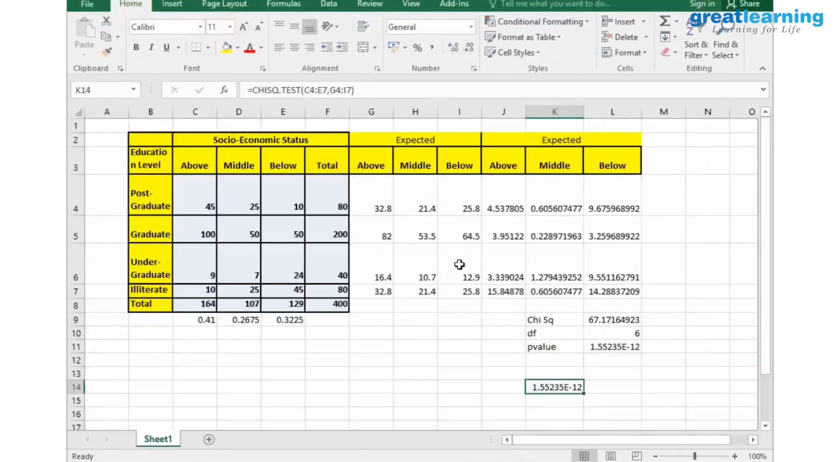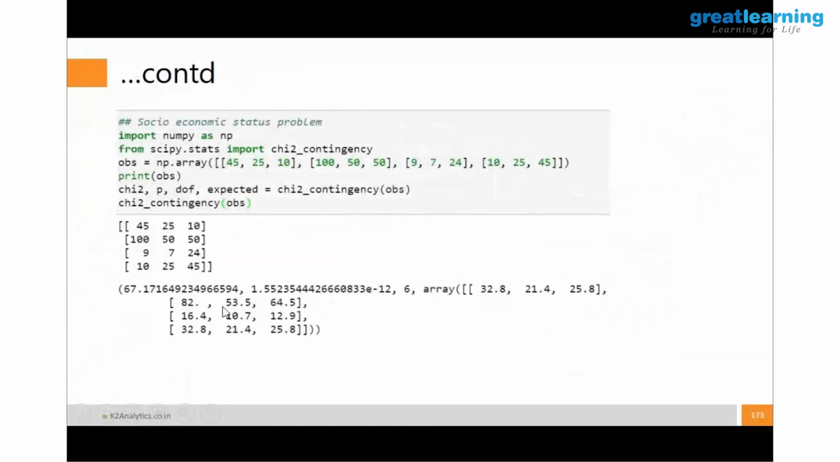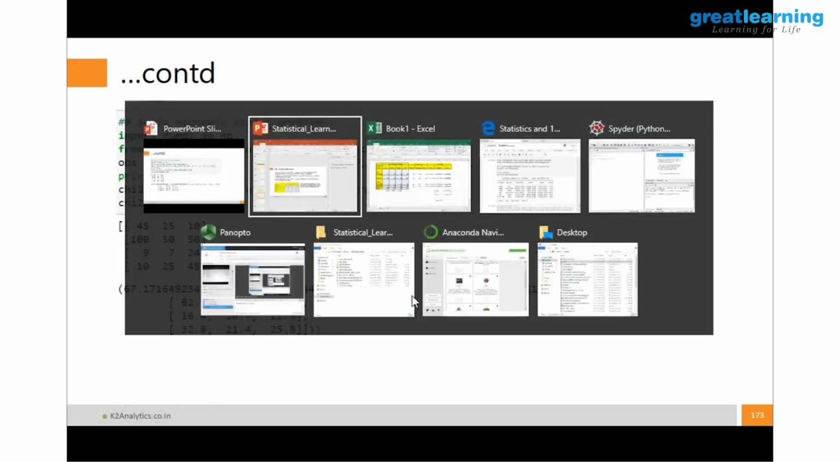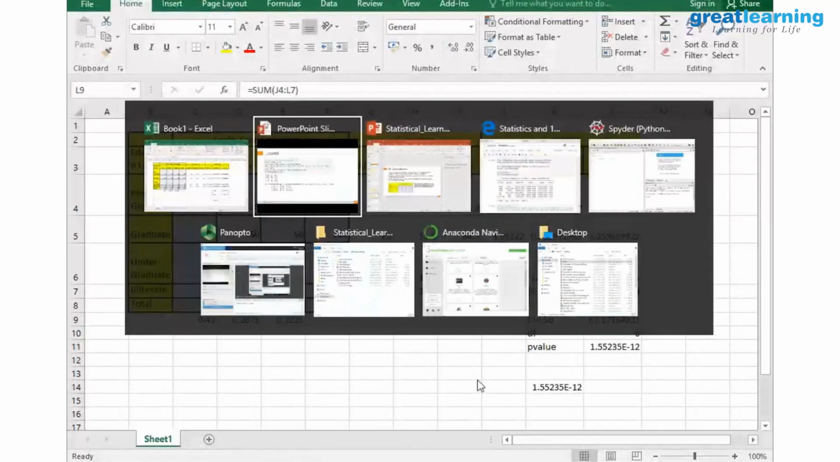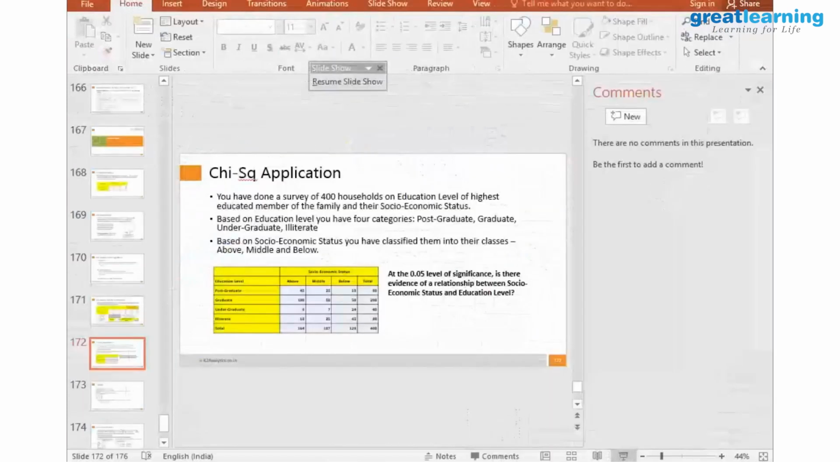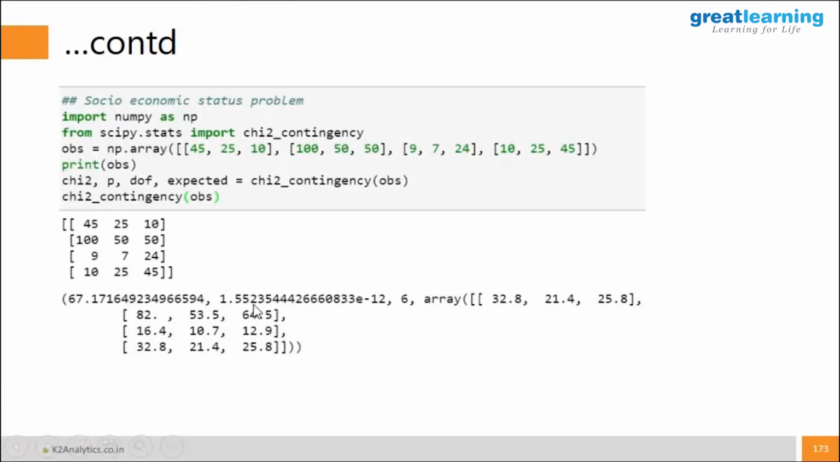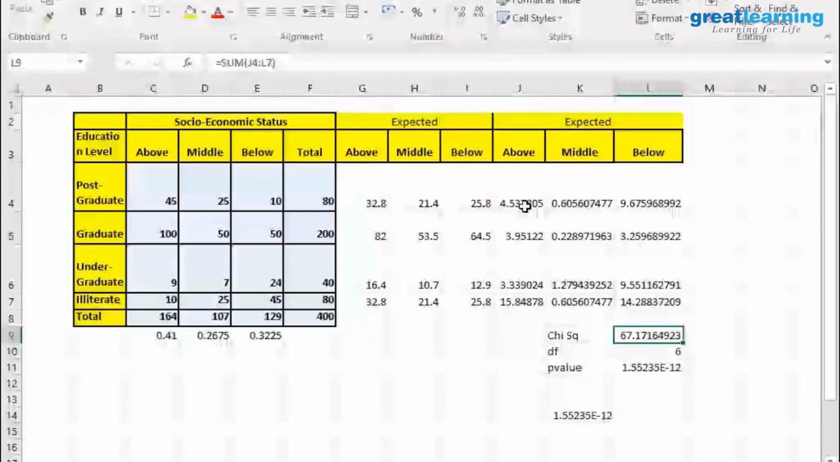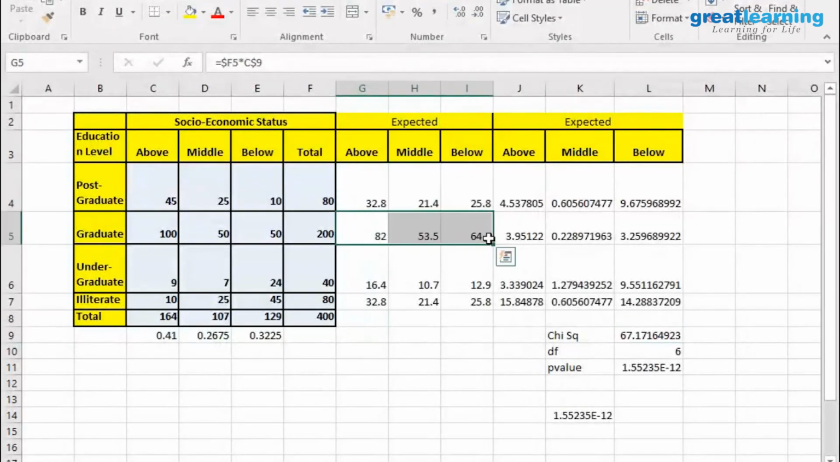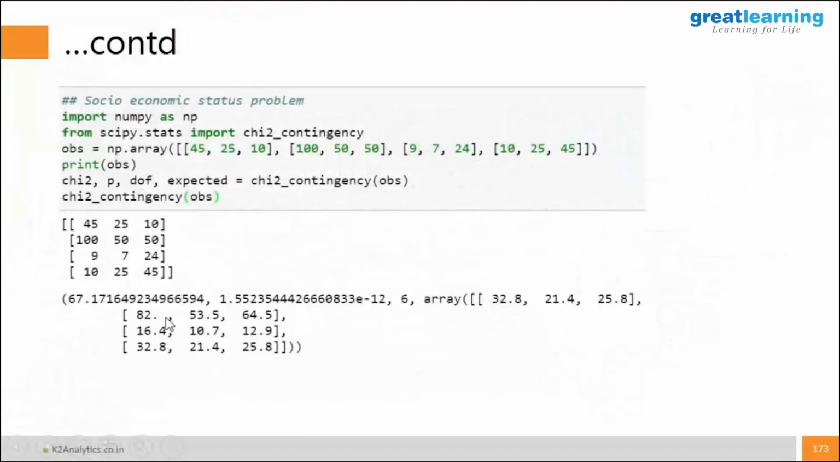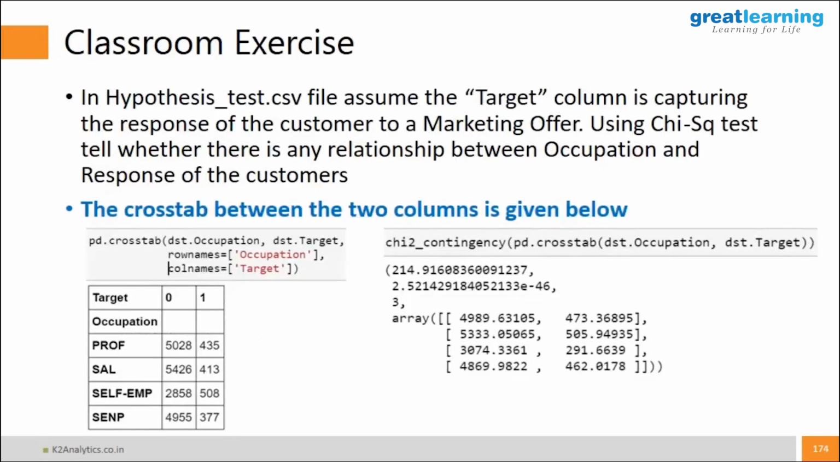and it displays the outcome. So 67.17, let me cross-check with my Excel, 67.17, degree of freedom 6, p value 1.55e-12, and this is the expected array: 32.8, 21.4, 25.8, 82, 53, 64, and this entire matrix is matching. Done. Chi-square done. So chi-square is a non-parametric test used to see association.